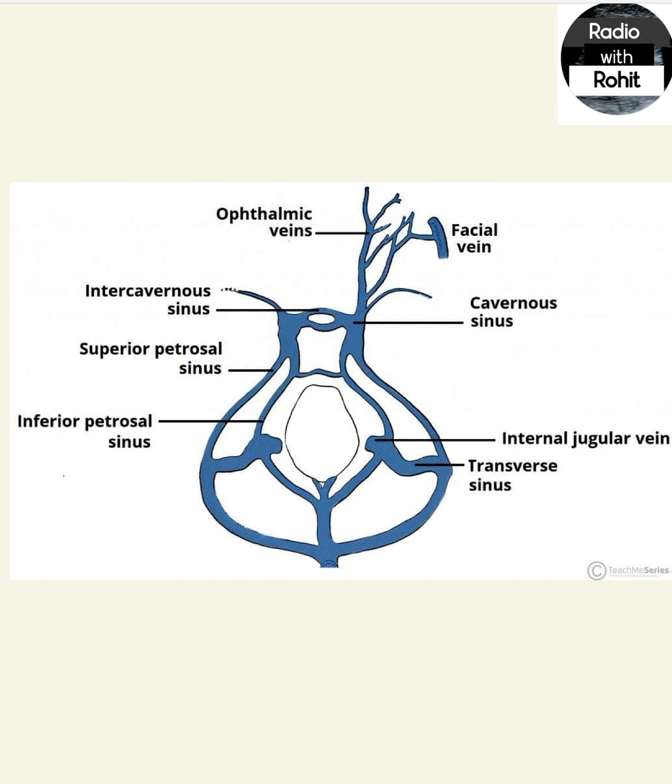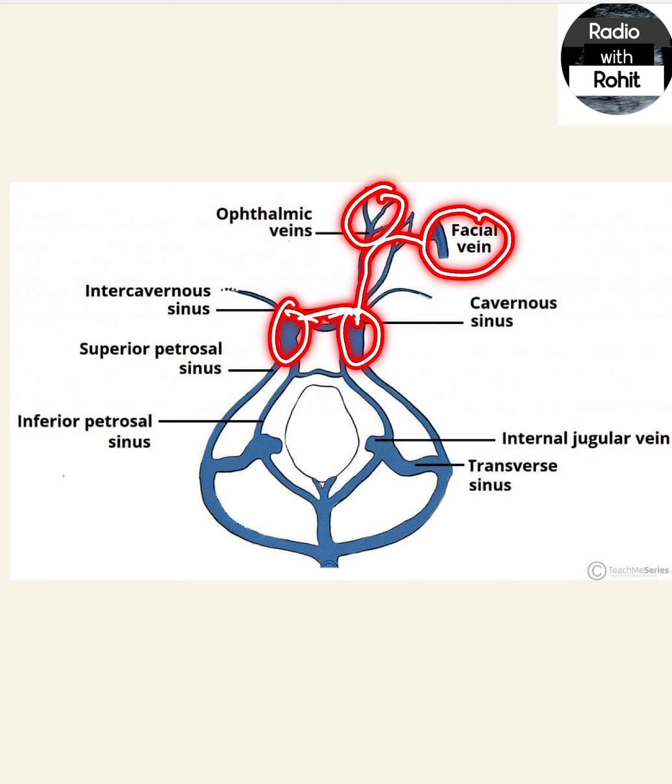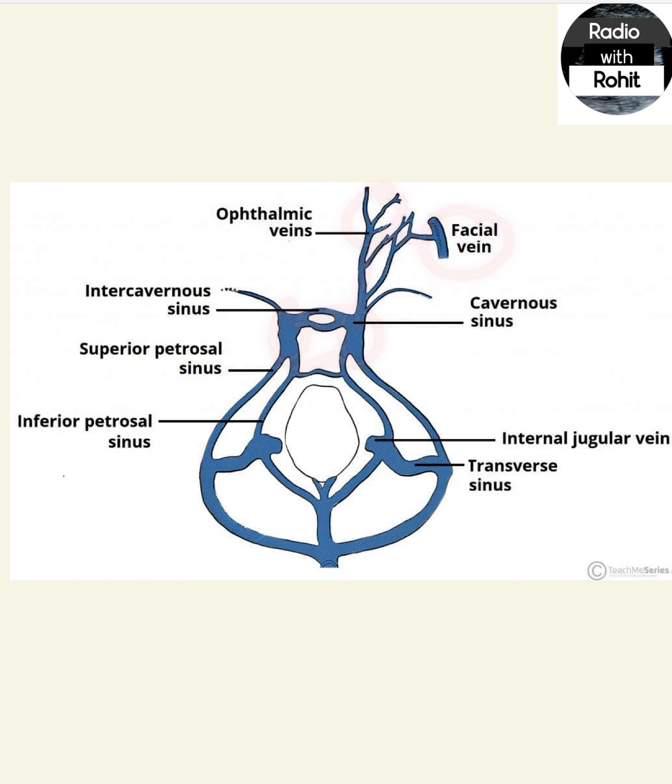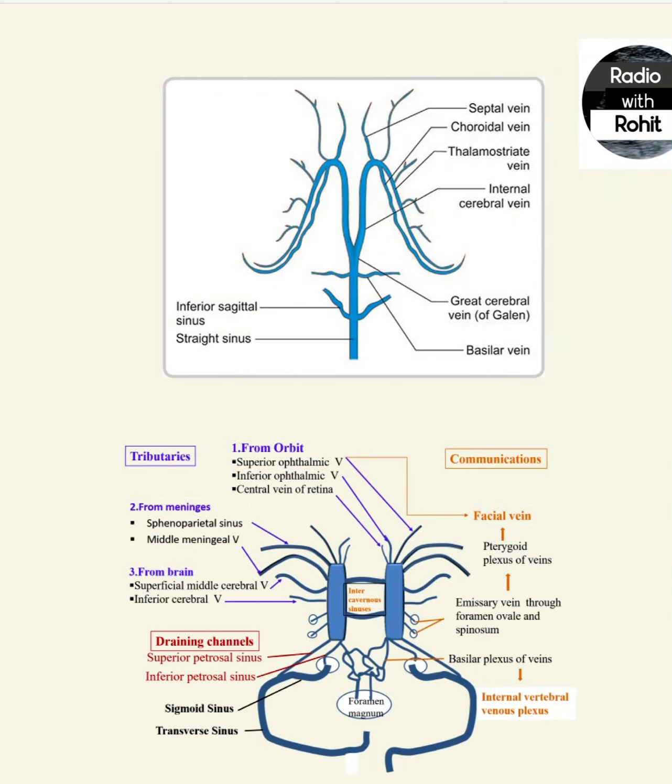I am repeating it. The ophthalmic vein and the facial vein are draining into the cavernous sinus. These both-sided cavernous sinuses are connected with the help of the intercavernous sinus. The cavernous sinus drains into the internal jugular vein with the help of the inferior petrosal sinus, and into the transverse sinus with the help of the superior petrosal sinus.